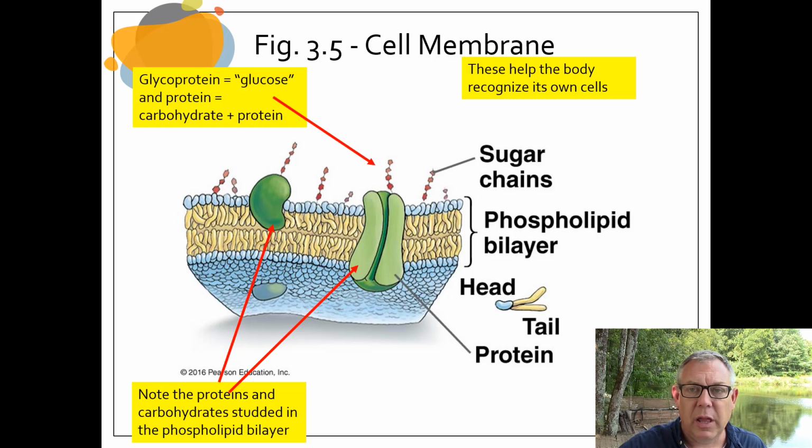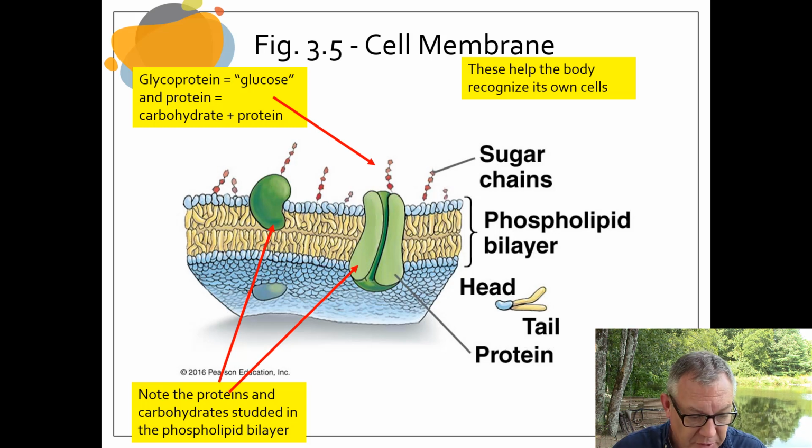So this, again, calls back to a figure that we've seen before from your book. There's that phospholipid bilayer, you've got proteins sticking through it, and they're showing you sugar chains. That is a glycoprotein. It's got a sugar plus a protein, a carbohydrate and a protein. So it's just a complicated molecule. But these are the types of molecules that allow the body to recognize its own cells.